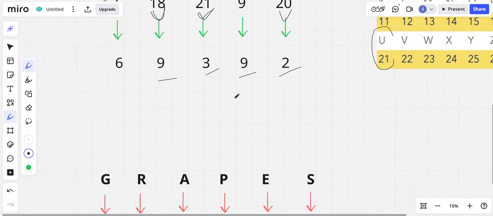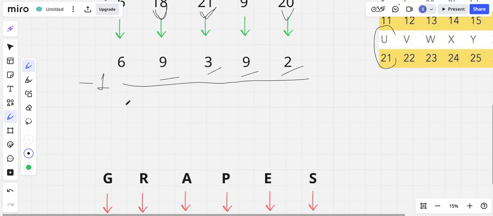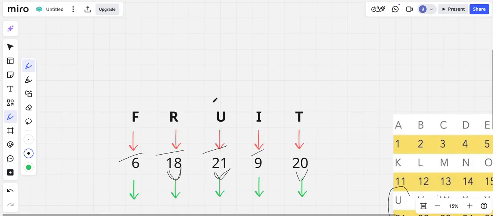Then our next step is to subtract one from each of these numbers. So from 6 we have 5, from 9 we have 8, from 3 we have 2, from 9 we have 8 again, and then from 2 we have 1. So we have 58281. Is it the same as mentioned in the question? Yes. We successfully decoded the question.